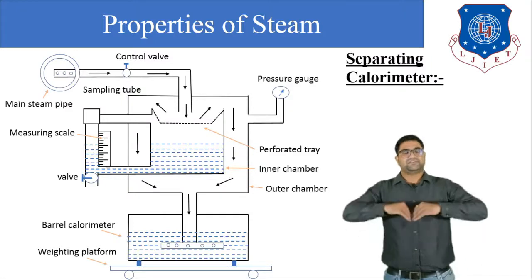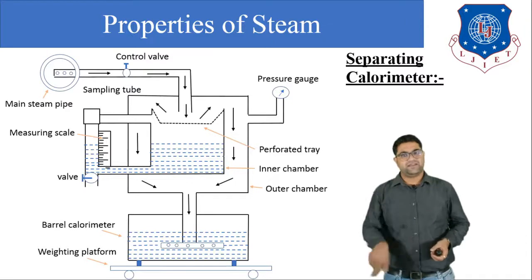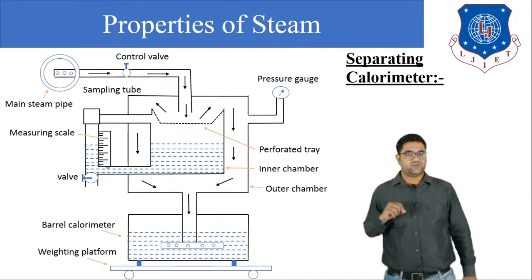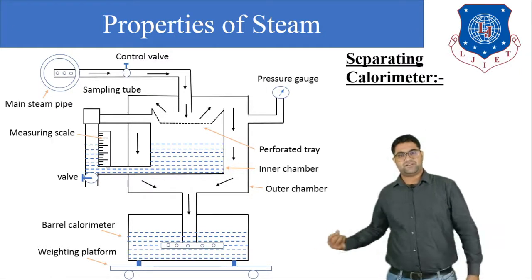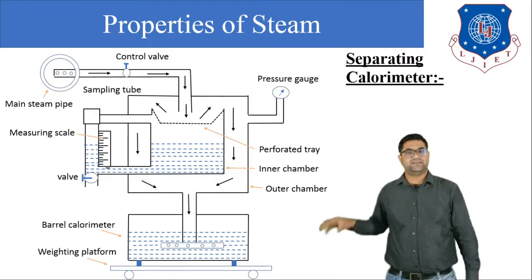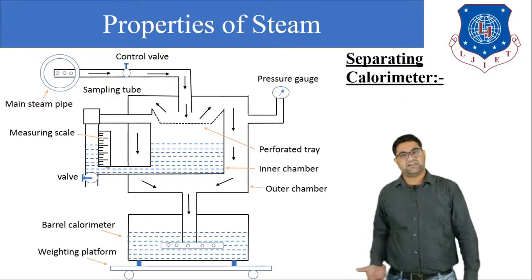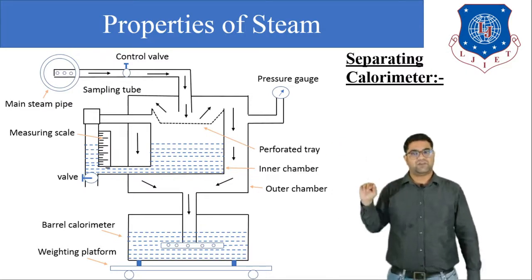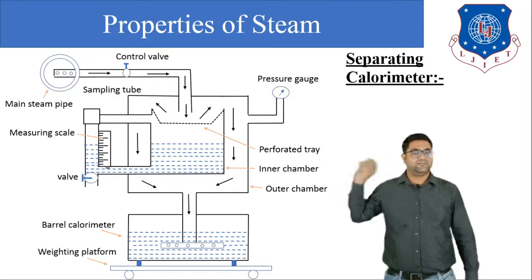Now the steam which is escaping out from the inner chamber enters the barrel calorimeter. In the barrel calorimeter we have provided some holes in the tube, so the steam comes through those holes into the water. The steam supplies its entire heat to the water and condenses. So finally, the steam is condensed in the barrel calorimeter, and the water which was separated enters the inner chamber. The level of water we can measure with the water level indicator.